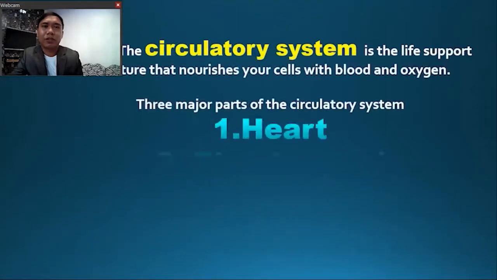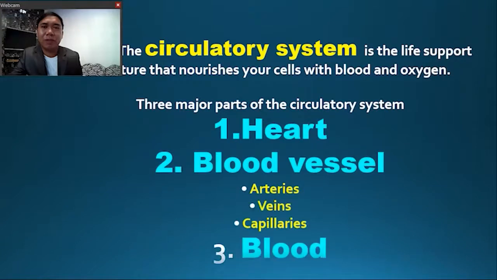Now, when we say circulatory system, it is the life support that nourishes your cells with blood and oxygen. There are three major parts of the circulatory system. We have the heart, the blood vessel. The blood vessel comes with three types. We have the arteries, veins, and capillaries. And the last major part of the circulatory system is the blood. So that's all, a quick recap about our topic.